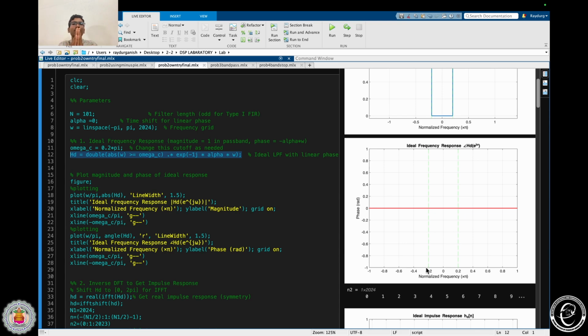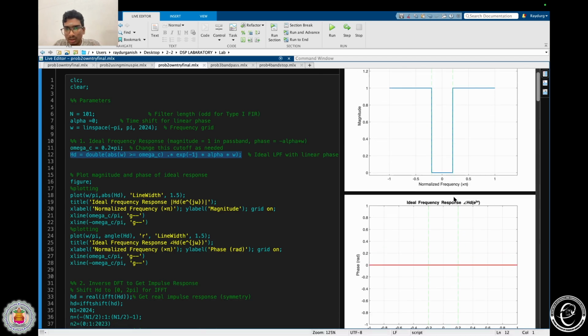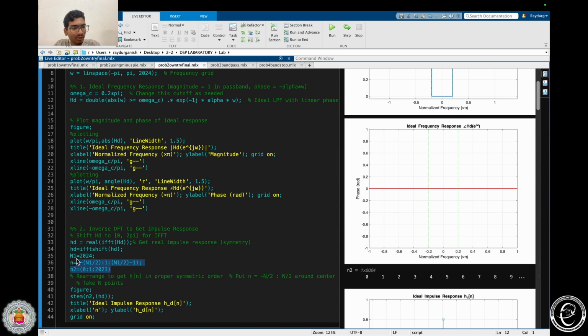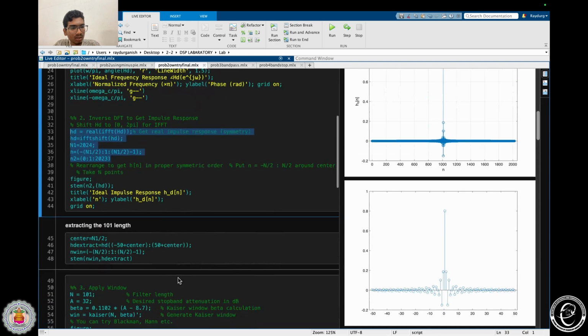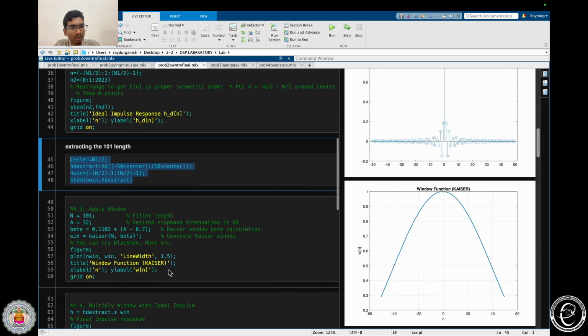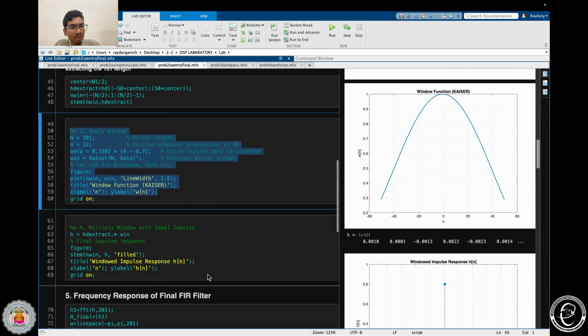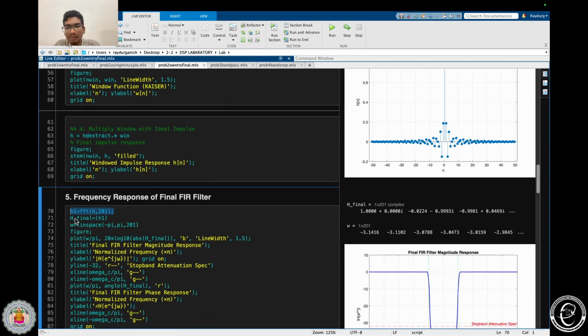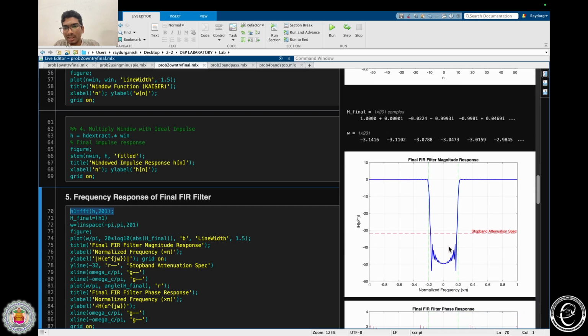If the order is, say, 50, you need to take 50 samples after alpha and 50 samples before alpha, and multiply that length with the window. So same, I have done IFFT, and then extracted the samples, constructed the window, multiplied with the window, and then used the FFT. And here you can see it is similar to the high pass.